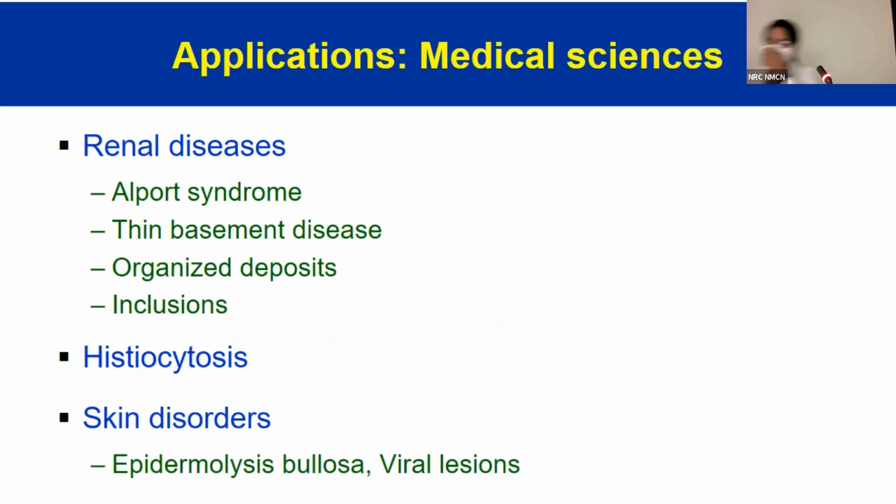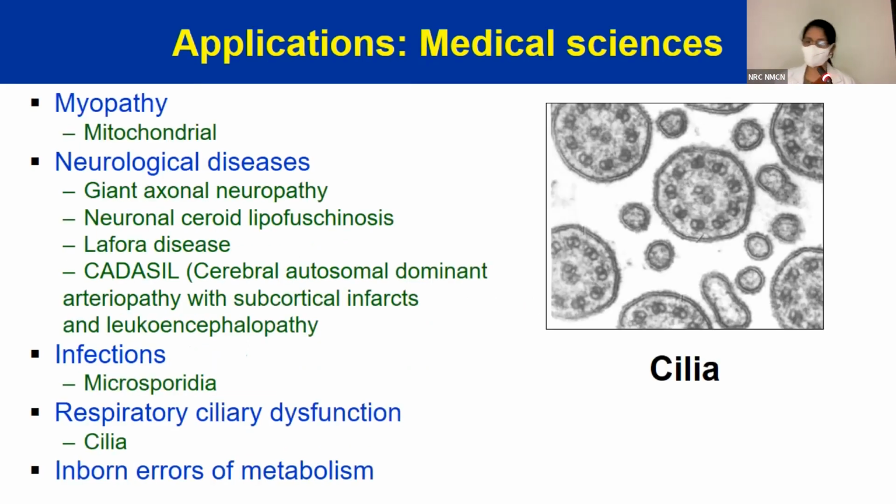So basically it is for renal diseases: Alport, thin basement membrane, podocytopathies, inclusions, organized deposits. Histiocytosis, initially it was used, but now because of the immunohistochemical markers, it is not mandatory. Similarly for skin disorders, myopathies, neurological diseases. Some of the neurological diseases can be diagnosed only by an electron microscope. Some like CADASIL, NCD, and NCL.